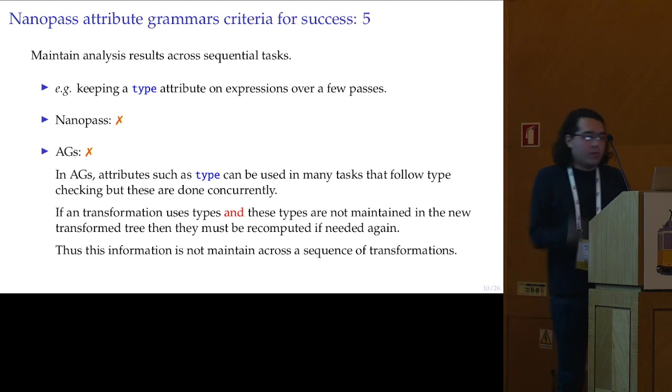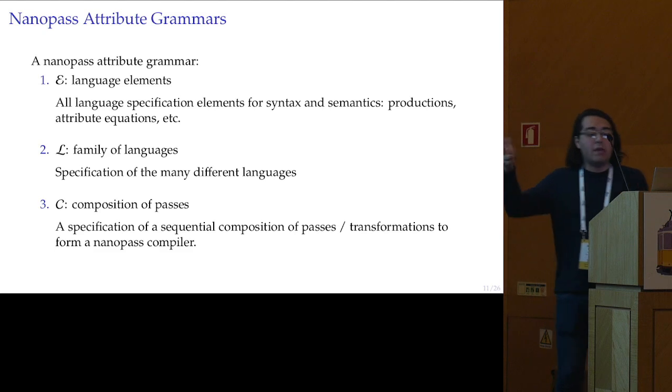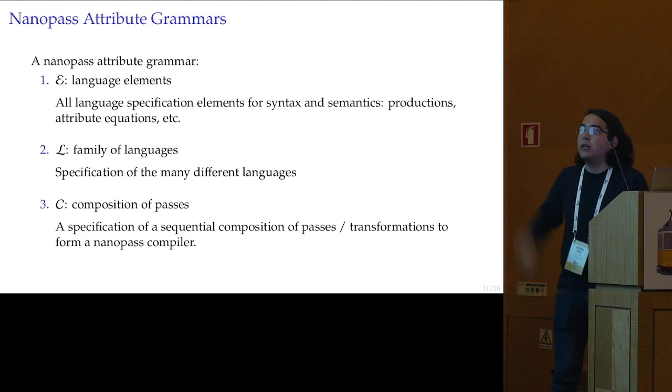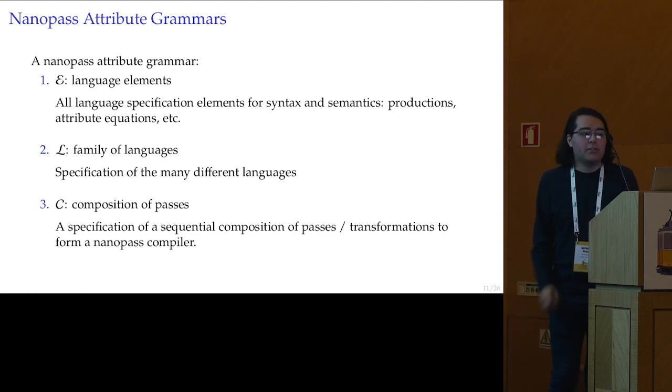So we have a formalism that we think satisfies these criteria, our Nanopass attribute grammars. We've got three main parts to them. We've got our collection of language elements, which we call E. We've got a family of languages, L, and a composition of passes, C.